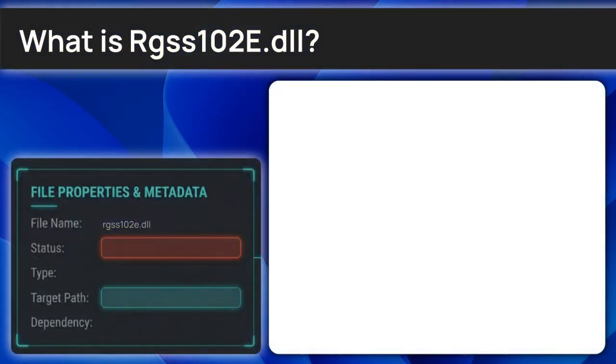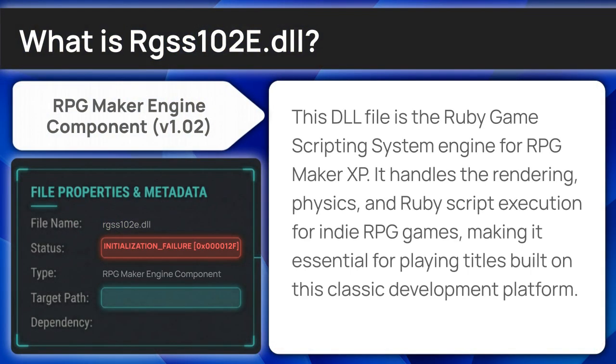This DLL file is the Ruby game scripting system engine for RPG Maker XP. It handles the rendering, physics, and Ruby script execution for indie RPG games, making it essential for playing titles built on this classic development platform. Now that you have the context, let's move into the repair process with a fresh installation.